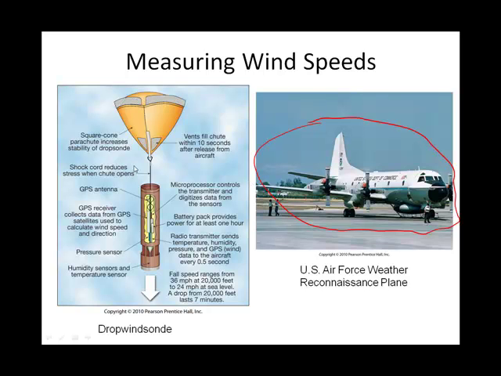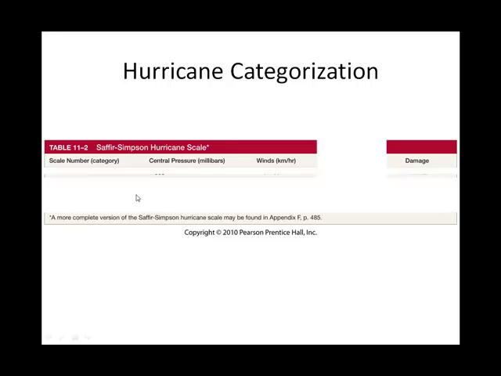So this is a drop wind sound where, basically from maybe the same plane that's getting reconnaissance information, we can drop these down into the system to see the wind speed and wind direction. So categorizing them, I mentioned that we categorize them on wind speed, but that their low pressure and their storm surge actually correlate well too.